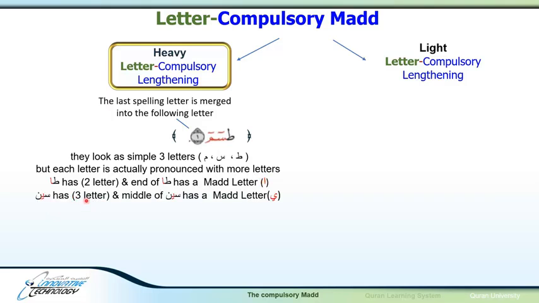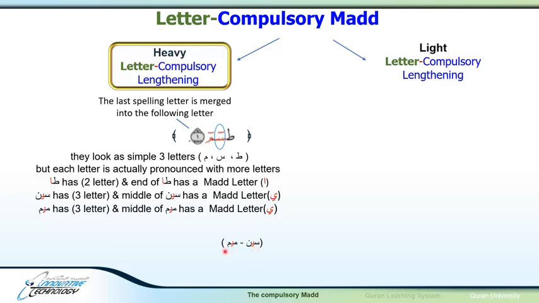The sin has three letters, sin, ya, nun, and in the middle of the sin there is a mad letter, the ya here. And the mim is practically pronounced as if there are three letters, and the middle letter of the mim has a ya, a mad letter ya. So we need to elongate the two yas, the ya in the middle of the sin and the ya in the middle of the mim. So they are both to be elongated, to be lengthened, to have mad. And this mad will look like this. Sin and mim.